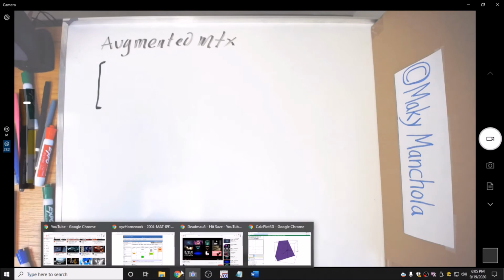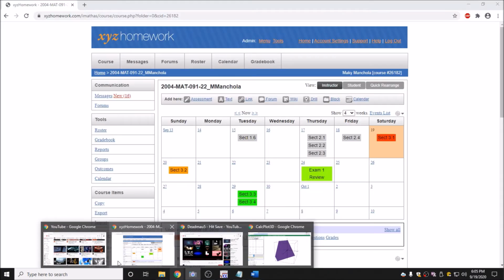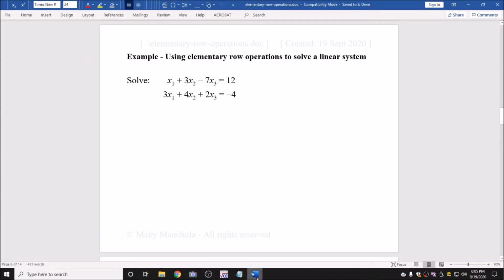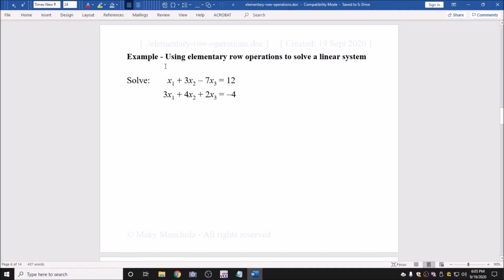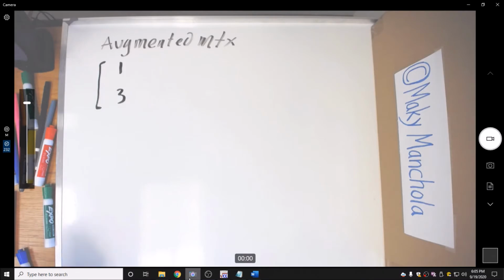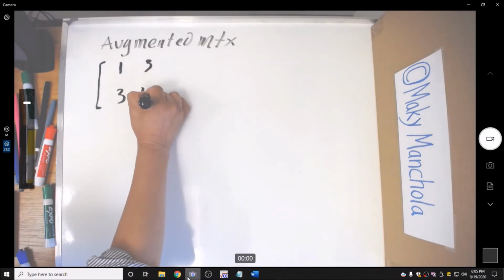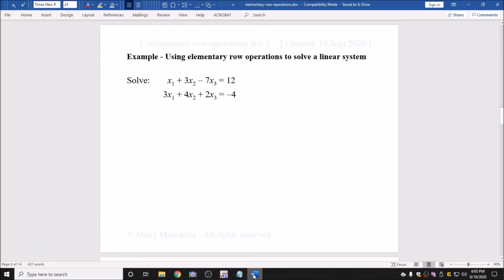So we write the coefficients and then the right side. So the coefficients are 1, 3 for the first column, 3, 4 for the second column, -7, 2 for the third column, and then the right side is 12, -4.